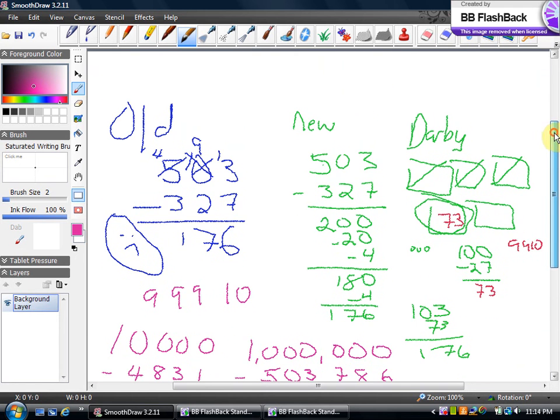And that's the start of changing the way that we do subtraction so that it makes sense and makes us happy when we get up to the bigger ones.